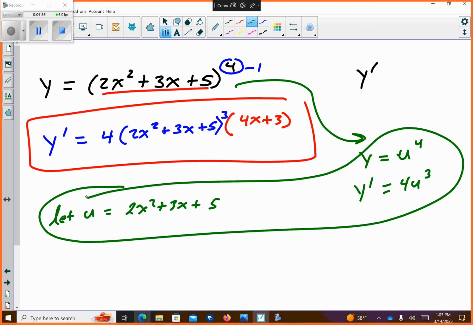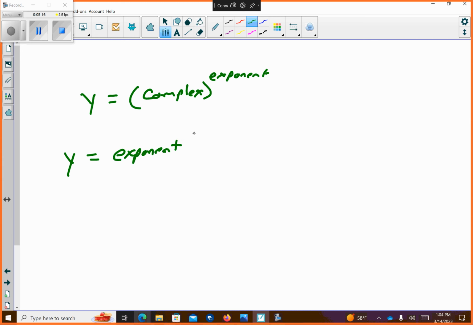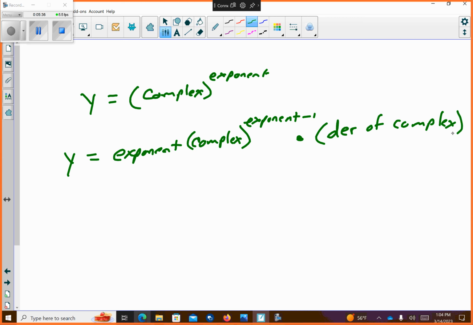future math courses. But for the most part, when you're going through this type of problem, if you had a complex problem, so complex raised to an exponent, in order to do the derivative, you bring the exponent down front times the complex, and then the exponent minus 1, and then it's times the derivative of the complex. So it's just you're doing it by part, okay?